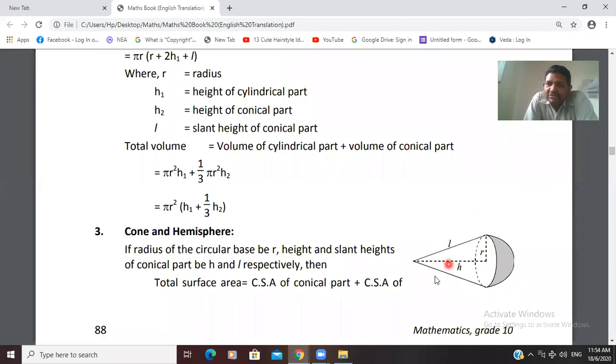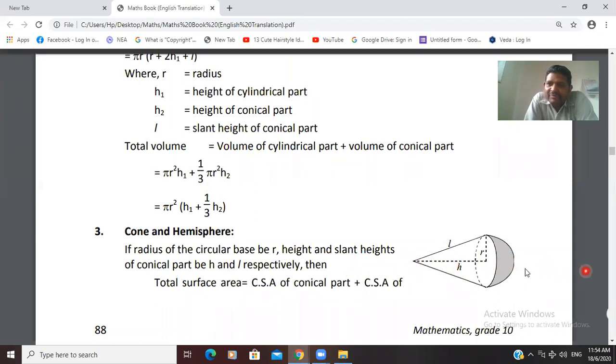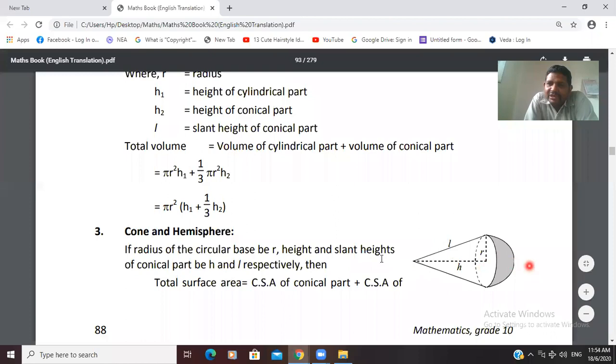If we talk about the total height of this solid object, from here to here is the height of the cone, plus from here to here is the radius. So h plus r is the total height of this solid object from this end to this end. From the circumference of the hemisphere to the center of the hemisphere is the radius, and from the center of the hemisphere to the vertex of the cone is known as the height of the cone. So whenever we want to find the total height of this solid object, it will be h plus r.